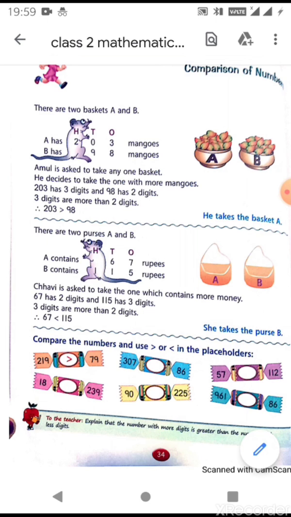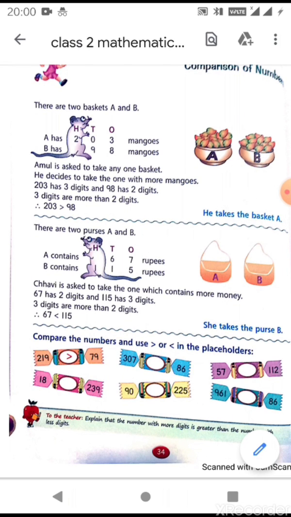In 203, the digit at ones place is 3, the digit at tens place is 0 and the digit at hundreds place is 2. That means there are 2 hundreds, no tens and 3 ones. And in 98, the digit 8 is at ones place and digit 9 is at tens place and there is no hundred. So obviously the number having hundreds place will be greater than the number without hundreds place. So 203 is greater than 98. So we say that the number with more digits is greater than the number with fewer digits.